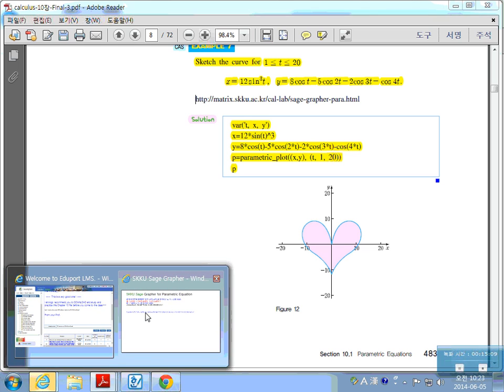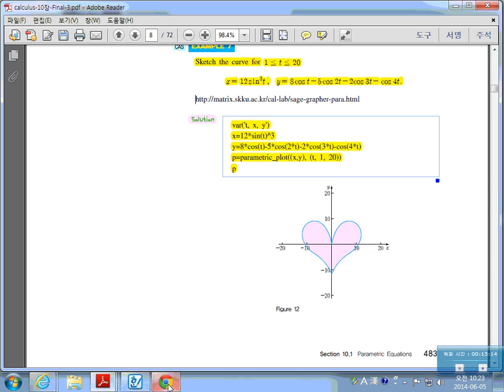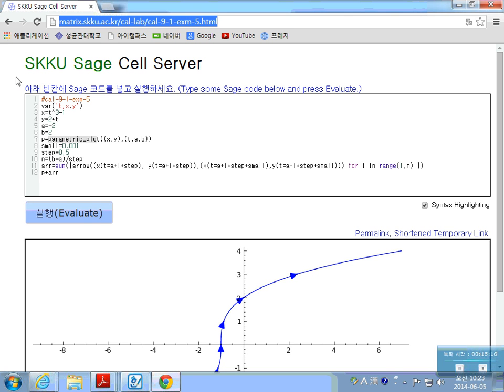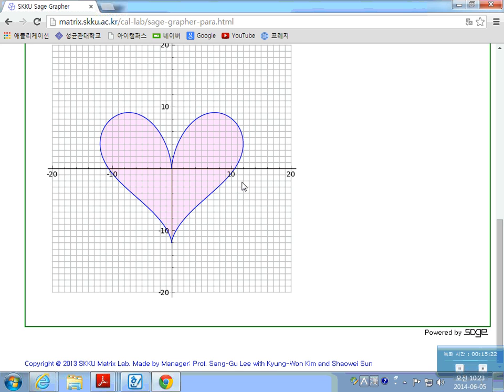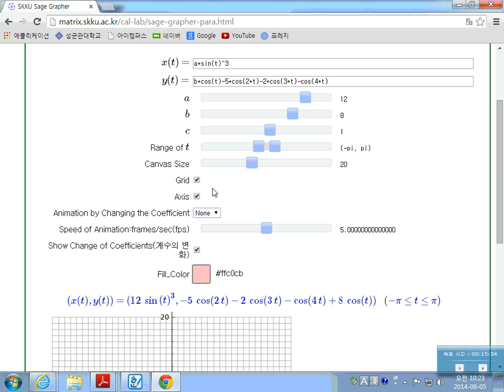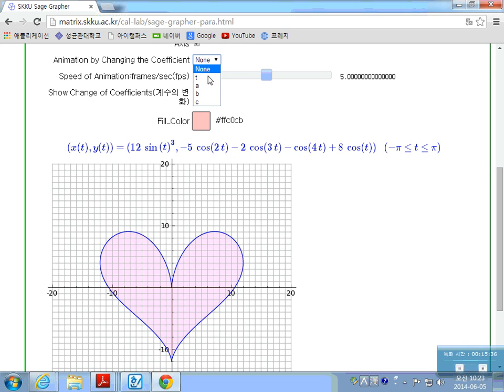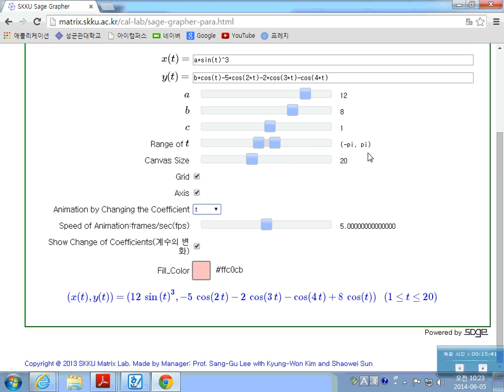This was done in here, the parametric graph. And in here, you will see the graph that you have seen. The graph, as you see, x is a times sine t cubed, and y is b cosine t minus 5 cosine 2t, and like this. Also, we can see this animation from minus pi to pi, how this can be drawn.